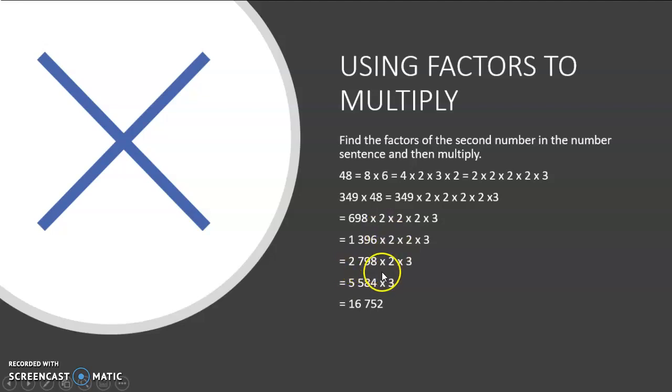That gives me 2,792. That 2 falls away. I multiply with 2 again. It will give me 5,584. That 2 falls away. I multiply with 3. And once again, my answer is 16,752. This one can become quite time-consuming if it is larger numbers you start to multiply with.